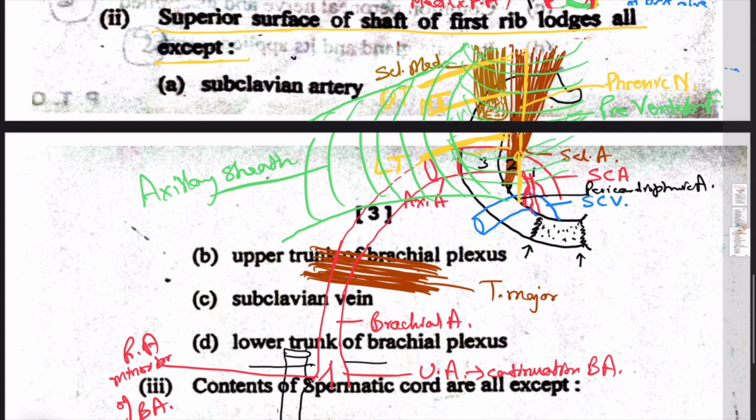I hope you got the answer now. The answer will be: the superior surface of the shaft of the first rib lodges all except the subclavian artery. You have seen it here in the diagram. The subclavian vein you have also seen, and the lower trunk of the brachial plexus you have also seen. This is the lower trunk of the brachial plexus. So the answer will be the upper trunk of the brachial plexus, which does not rest over the first rib. Okay, so that was about question number 2.